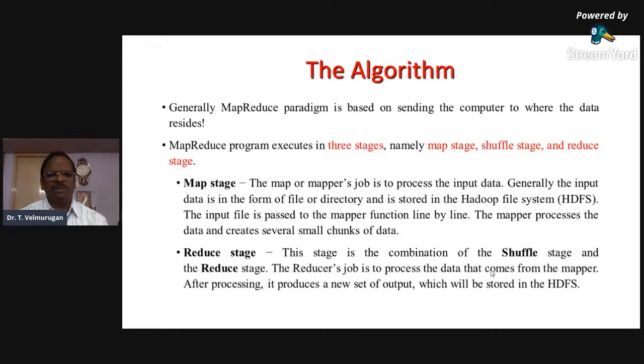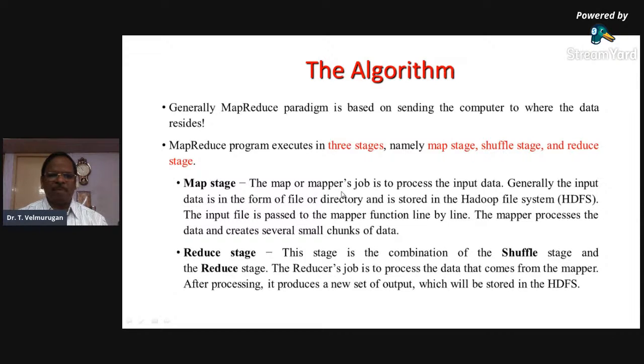What is the algorithm which is used for the MapReduce method? It is a paradigm. The MapReduce paradigm is based on sending the computer to where the data resides. Wherever the data is stored, we can send a request from computer to computer. Then a MapReduce program executes in 3 stages: map stage, shuffle stage, and reduce stage.